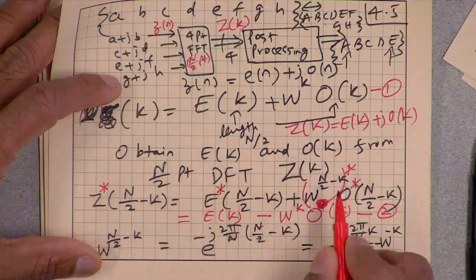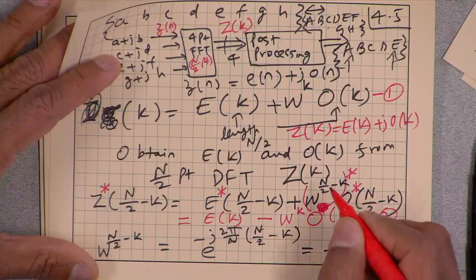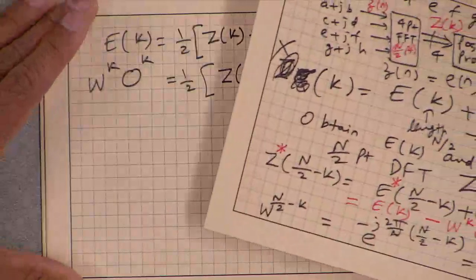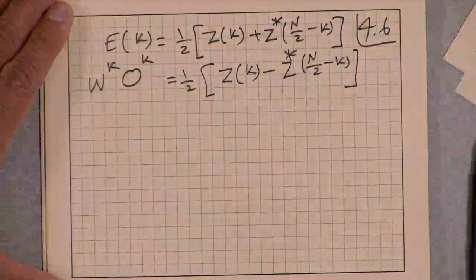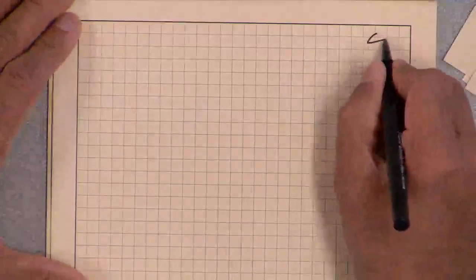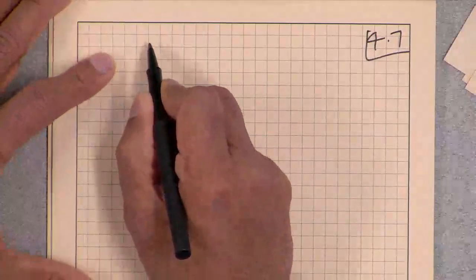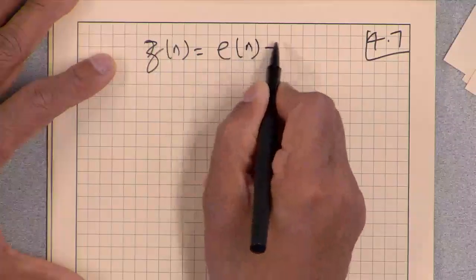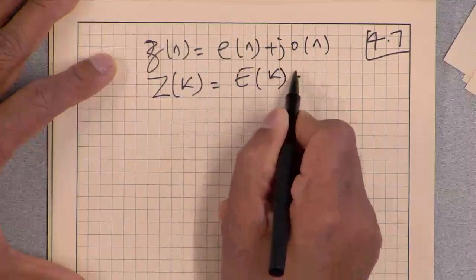So Z conjugate is simply going to be, the conjugate of j is going to be minus j. Okay, it's easy to make mistakes, and I shouldn't be doing that. Let's start from the beginning, although I should say that everything is not lost, we will need those equations. So Zn is equal to En plus j times On. Zk is Ek plus j Ok.